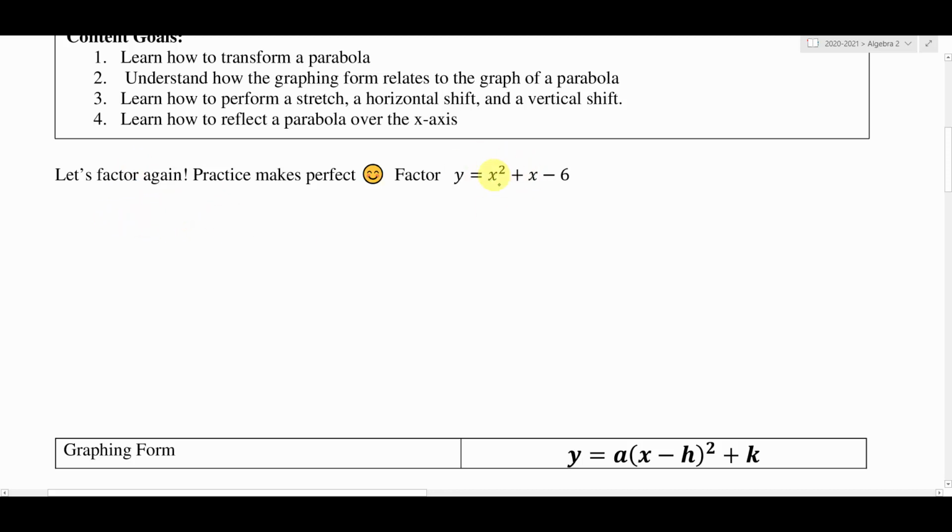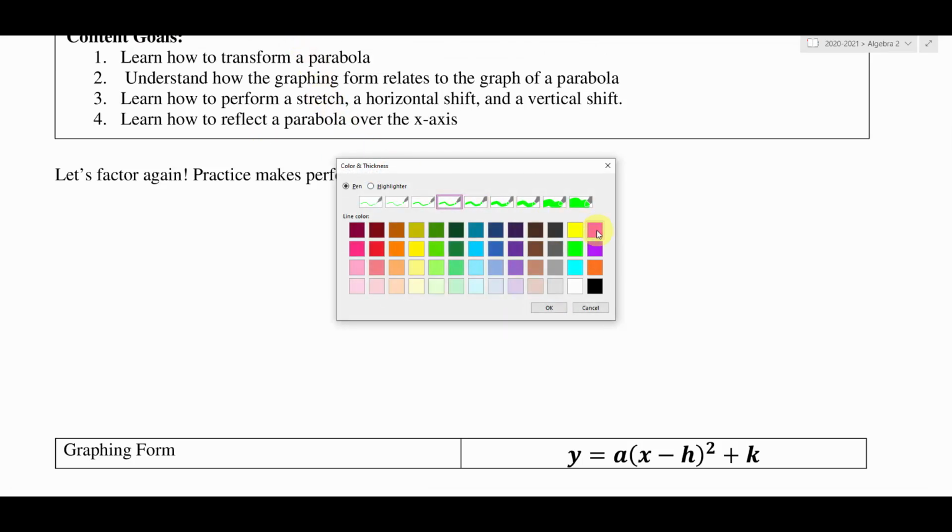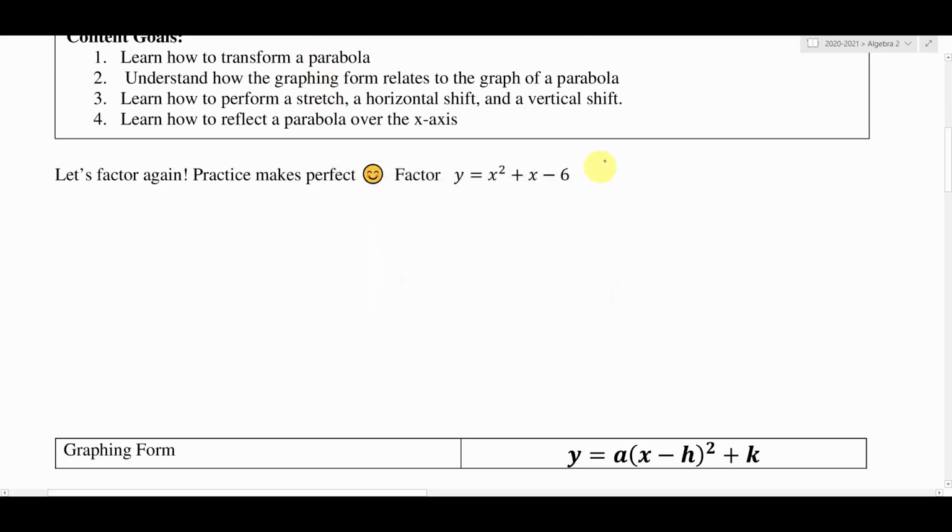So let's factor this. We got x squared plus x minus 6. Now remember, when we factor, our goal is to write an equation that looks like this. Let me grab my pen here. So we want to say y equals, and we want something that looks like this, where we have the two parentheses. Remember, factored form has the two parentheses. So we're not completing the square, we're factoring.